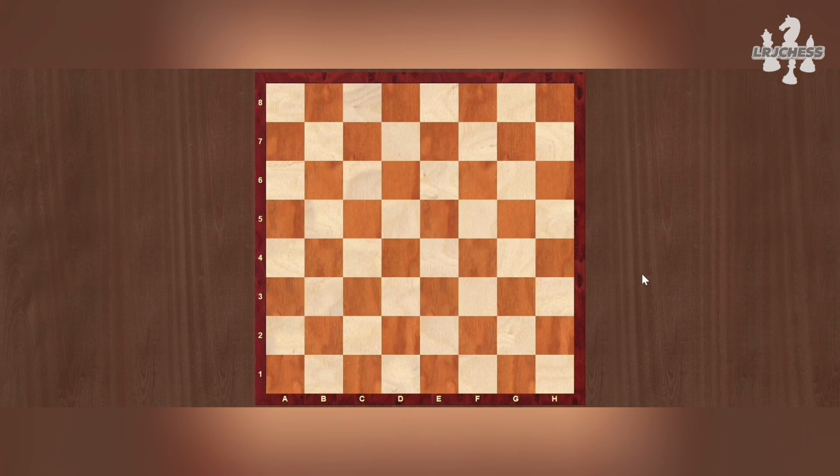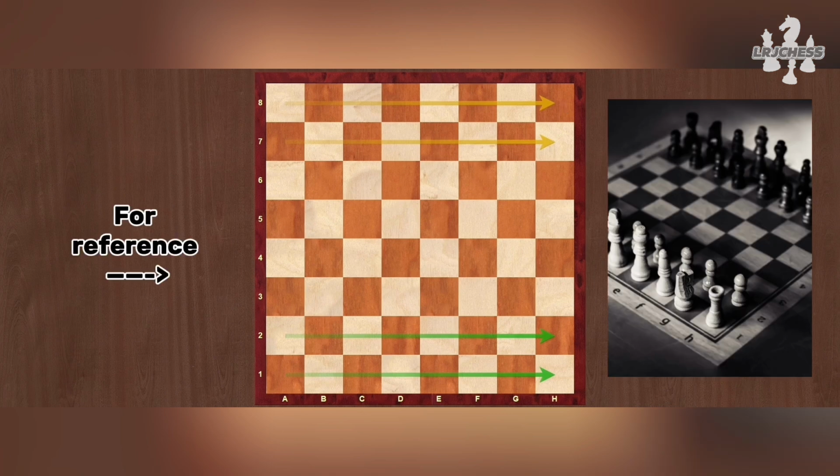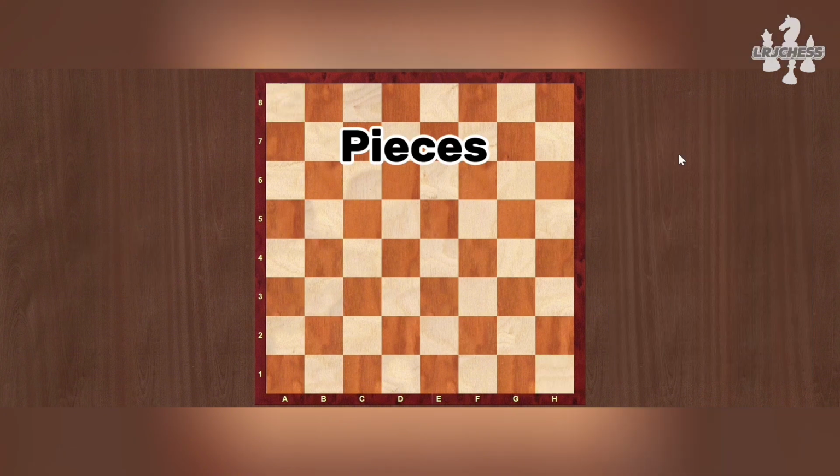When you're setting up the pieces on the chessboard, the white pieces always go on the 1st and the 2nd rank, while the black pieces go on the 7th and the 8th rank. A good trick to know if you've set up the pieces correctly is that the bottom right-hand square, which is H1 for white, or A8 if you're looking at it from black's point of view, should always be a white square. Now for the pieces.